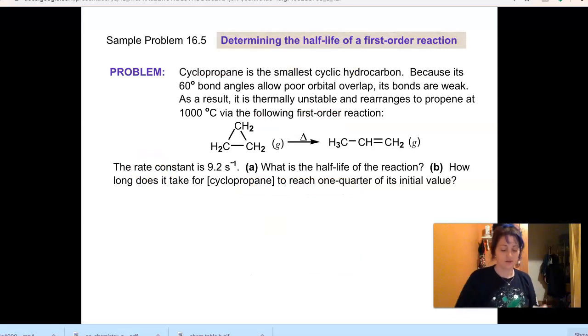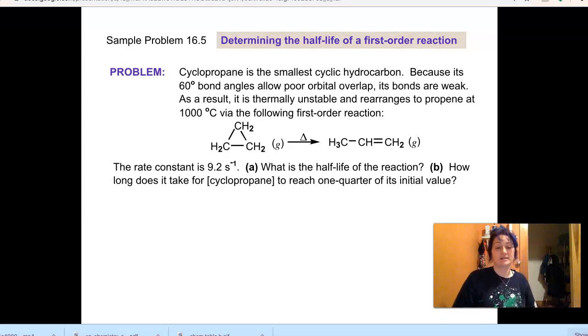Okay, so let's look at this example problem here. Cyclopropane is the smallest cyclic hydrocarbon. Because its 60-degree bond angles allow poor orbital overlap, its bonds are weak. As a result, it is thermally unstable and rearranges to propene at 1,000 degrees Celsius via the first order reaction.